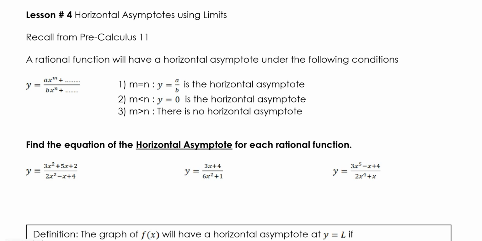Let's review lesson number 4 in the limits chapter. And lesson number 4 is all about finding horizontal asymptotes and using limit notations to describe horizontal asymptotes.